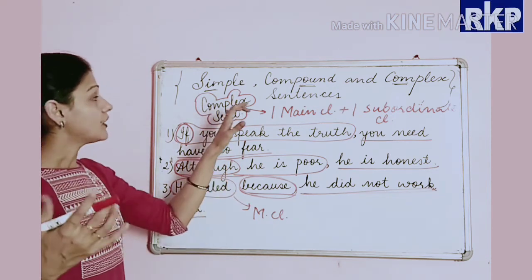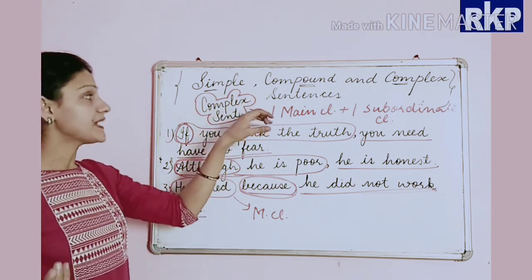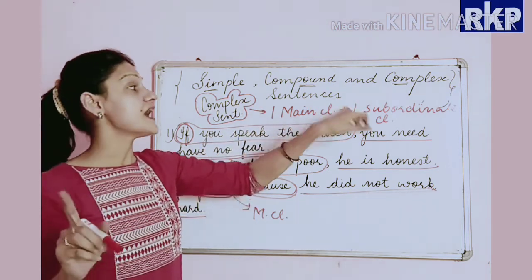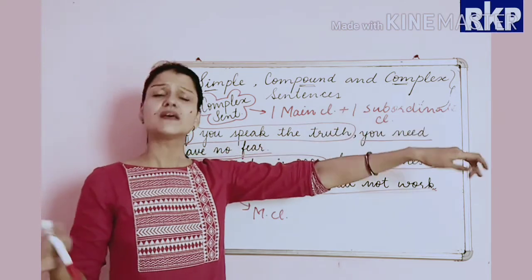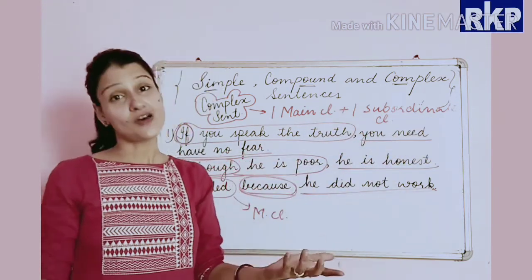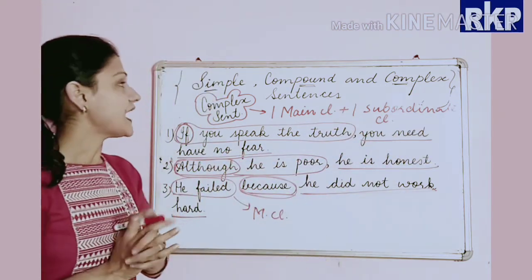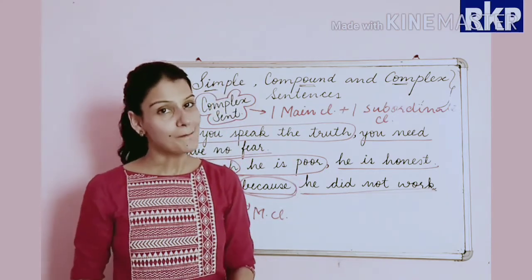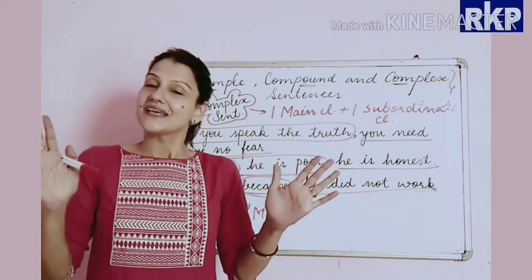Okay, so this is how we write or frame a complex sentence using at least 1 main clause and 1 or more subordinate clauses. Okay, so beta, I hope simple, compound and complex sentences are clear.